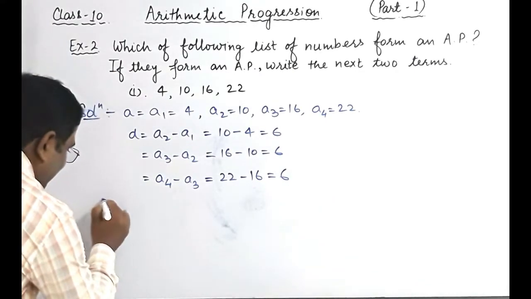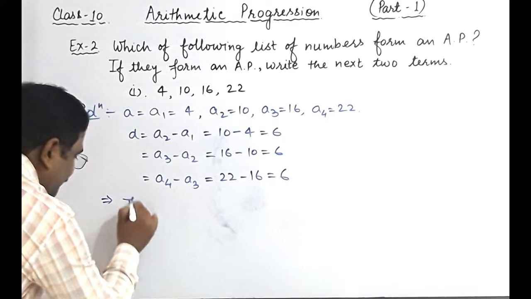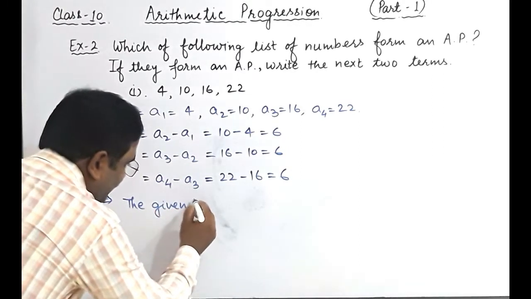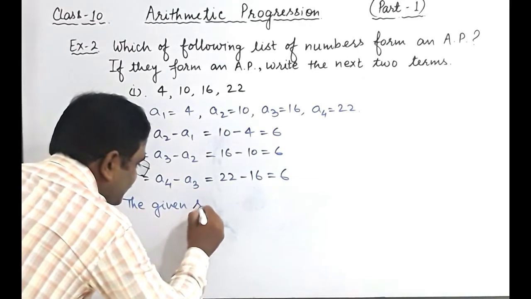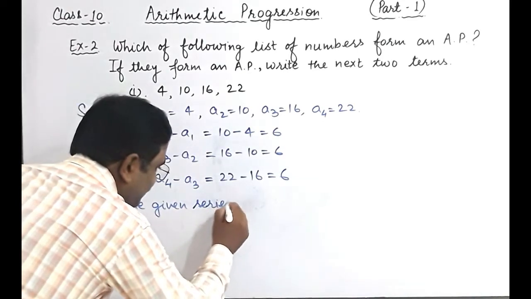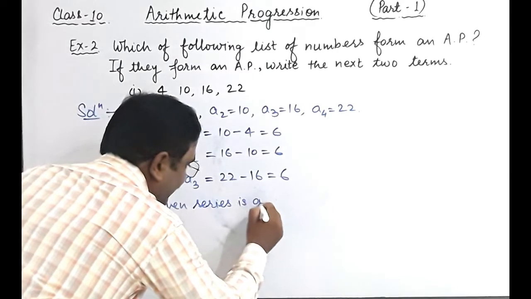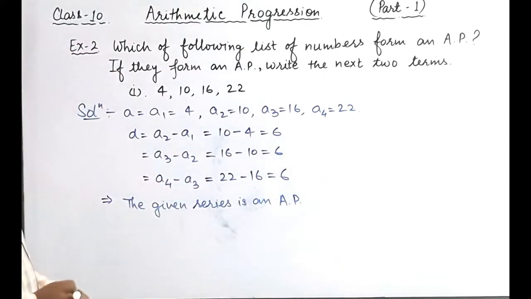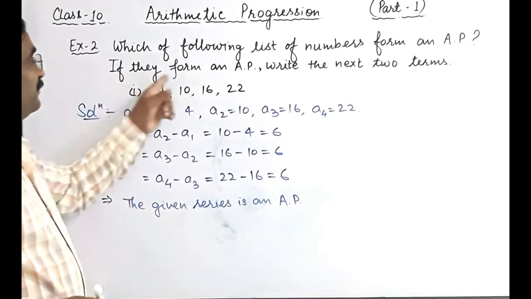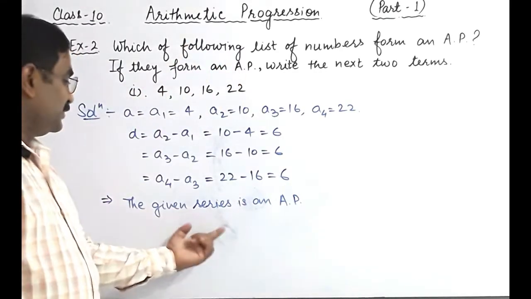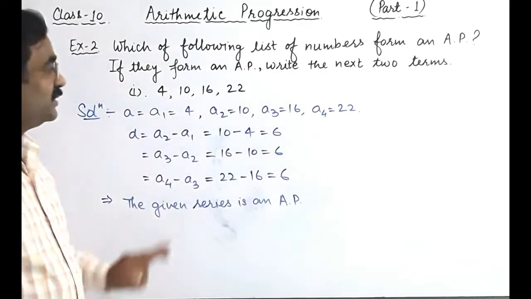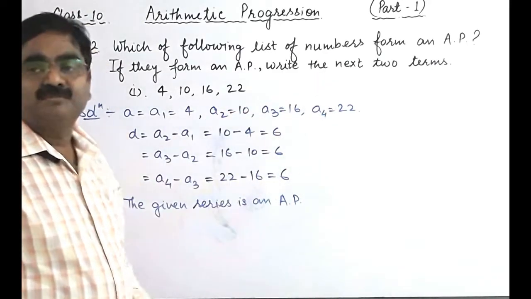So it is decided that the given series is an arithmetic progression, right? The question is whether they form an AP. So they form an AP. Why? Because their common differences are the same. Then write the next two terms.